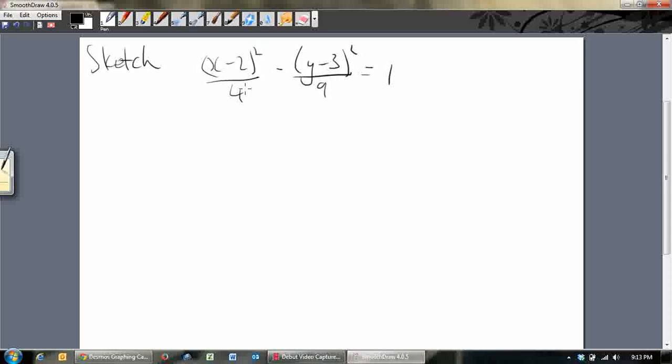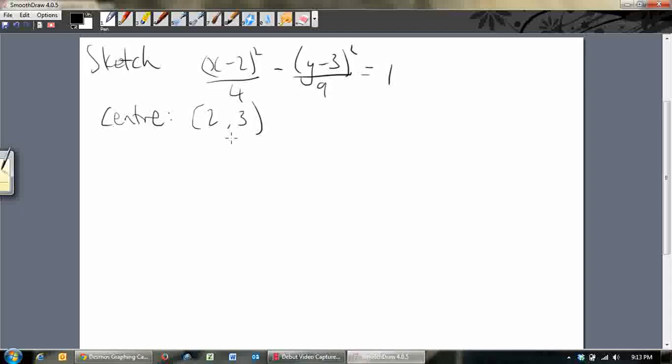So what do we know? Well, firstly, what's the centre? Let's write down the centre. It'll be whatever that is there. The centre is at (2, 3). h is 2, k is 3. So there's our centre. Easy, no worries. And just to remind you, that's a negative there, so it's definitely a hyperbola. If it was a plus, it would be an ellipse.